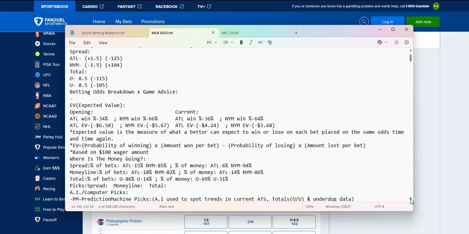All right, Atlanta run line: 15% of the betting going with the Braves, 85% going with the Mets. Percentage of money on the run line: 6% going with the Braves, 94% going with the Mets. Money line looks like this: percentage of betting going with the Braves is 18%, 82% going with the Mets. Percentage of money: 14% going with the Braves and 86% going with the Mets. Over under is at 8.5, and the over is getting 86% of the betting and 69% of the money.